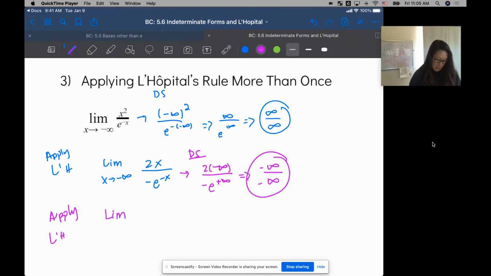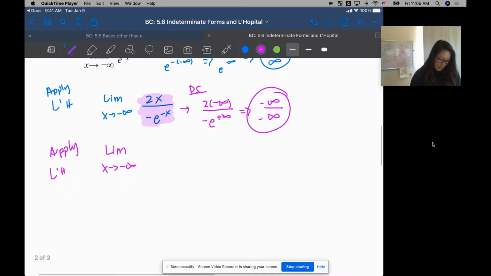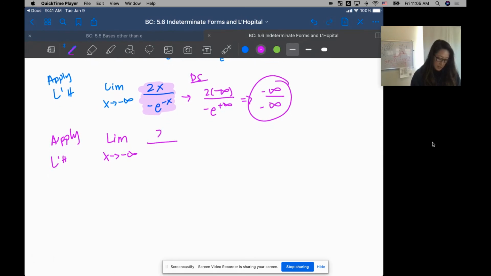Okay, so I'm going to take the limit as x approaches negative infinity. This time we're going to take the derivatives of the derivative, so the second derivative, I guess. Okay, so the derivative of 2x is 2. The derivative of negative e to the negative x is, well, e to the negative x stays the same, and then we bring down the negative, so it's going to end up being a positive, a negative times a negative.